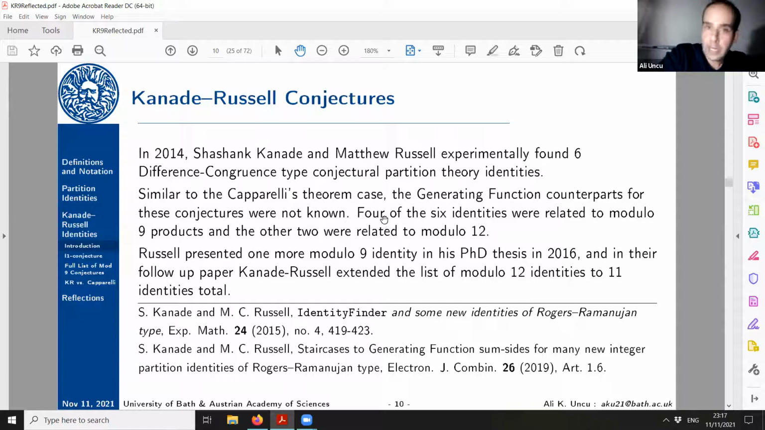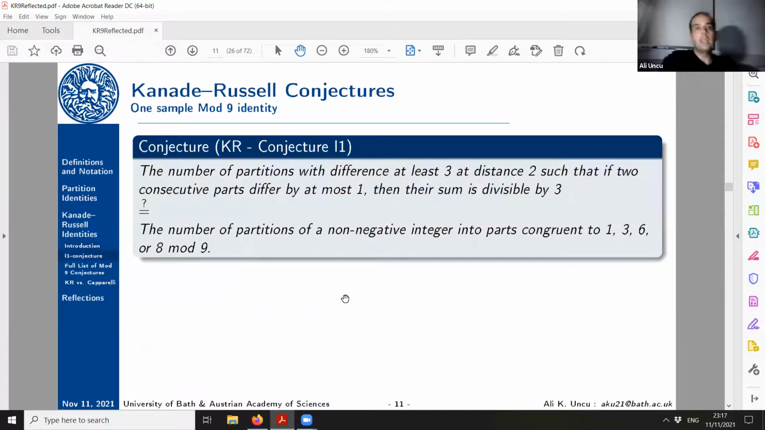But again, one key point was that at the time of this discovery, their generating function counterparts were not known. So here's one of these identities: the number of partitions of something, something, a difference condition, more complicated, just as in Capparelli's example, is equal to some modulo 9 congruence condition. And I'm putting in equals with a question mark to say that this is still conjectural.